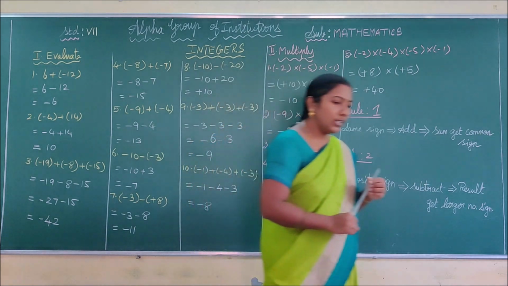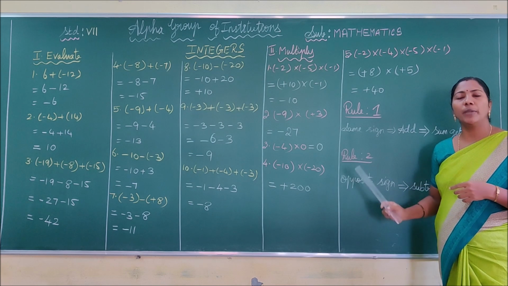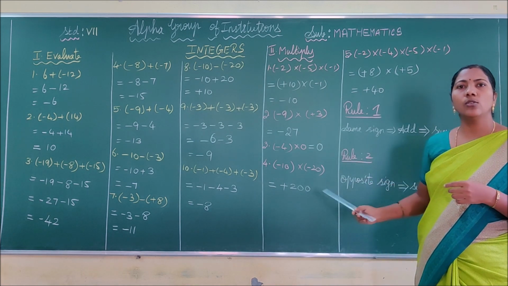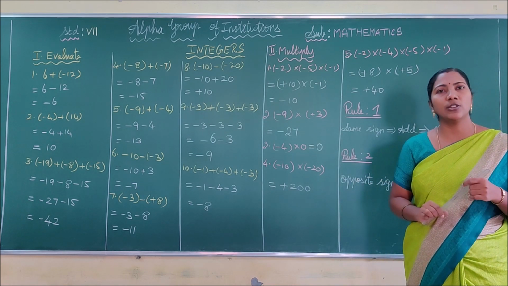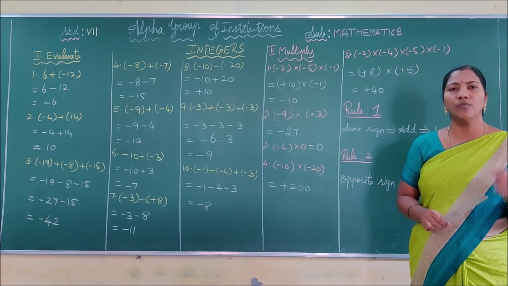Okay, see here. What are the rules for addition? Rule 1 and rule 2. Many times I have reteaught this rule. Again and again you are committing mistakes in your homework, children. So you have to memorize rule 1 and rule 2 very clearly.